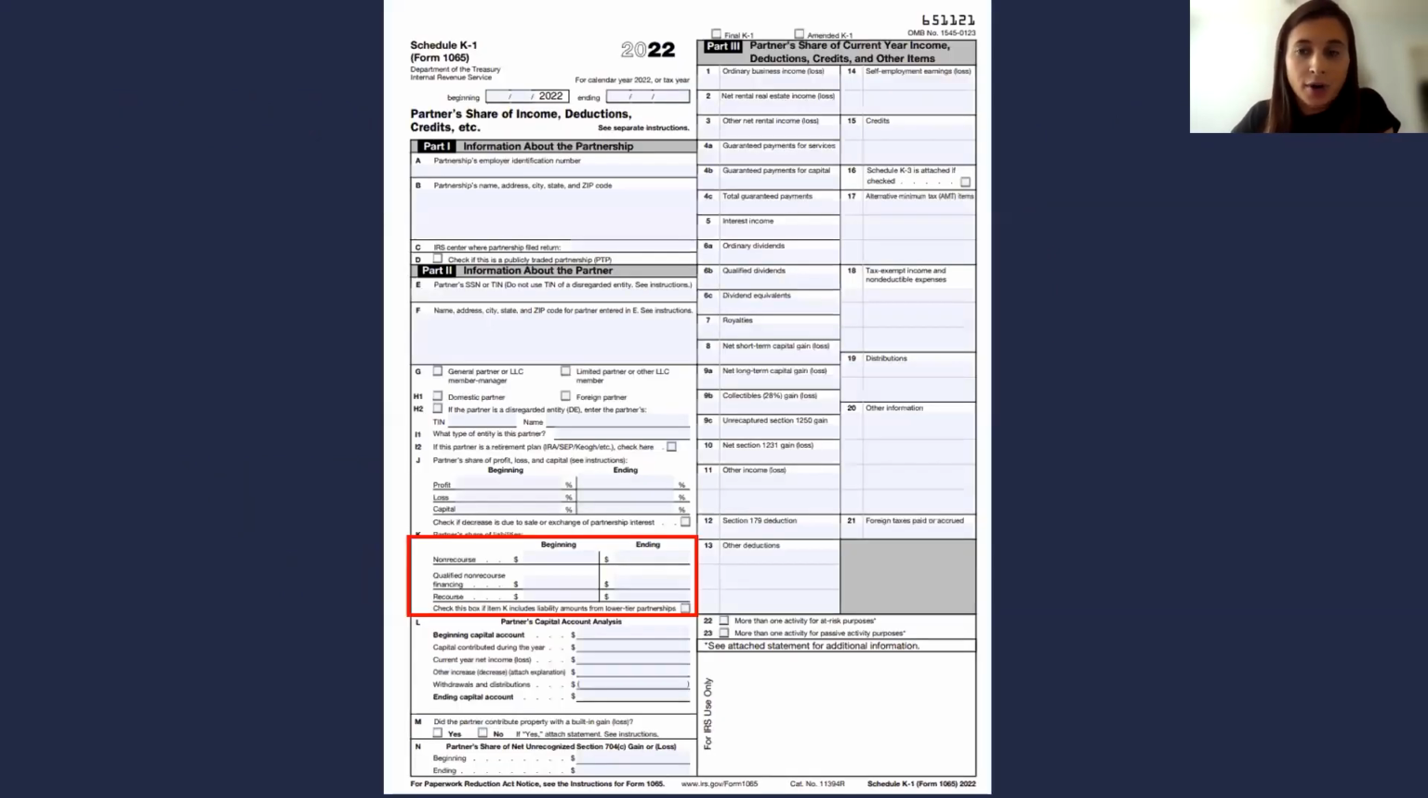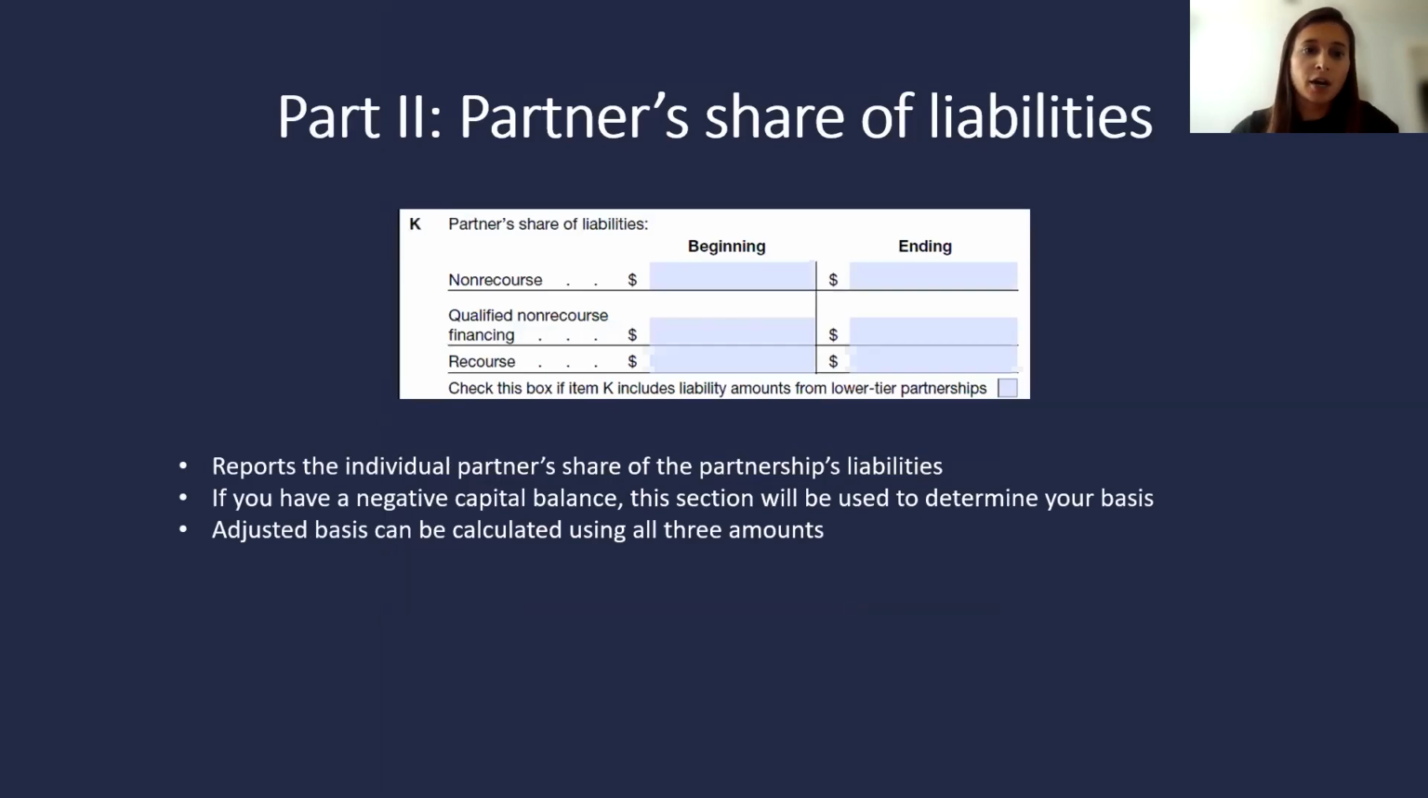Okay, next section we're going to talk through briefly would be this liabilities section, still in part 2. This is the partner's share of liabilities, and this is to report your individual share of the partnership's liabilities. Typically for these multifamily syndications, you'll primarily see non-recourse and qualified non-recourse financing, unless you are directly liable for the debt, then you might see something on the recourse line.